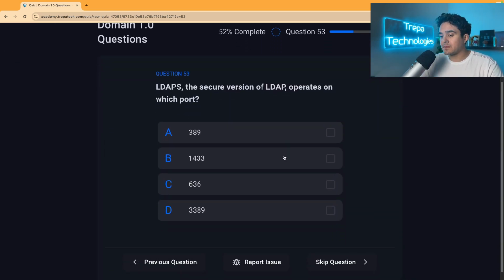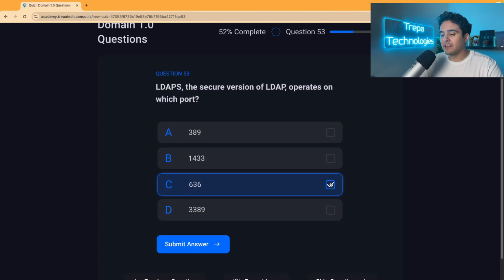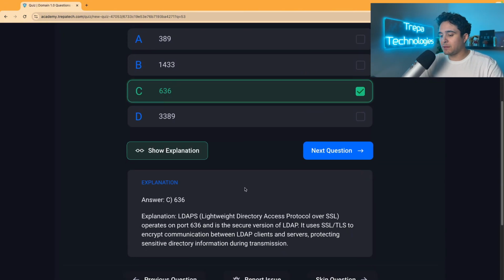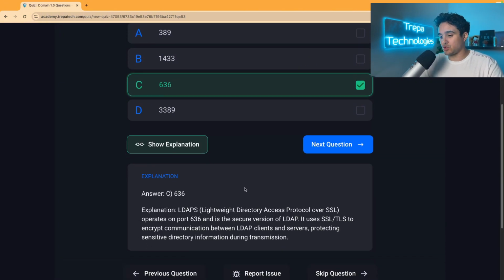Question 53. LDAPS, Lightweight Directory Access Protocol, secure. The secure version of LDAP operates on which port? That's 636. Not much to explain here. LDAPS is 636, okay?